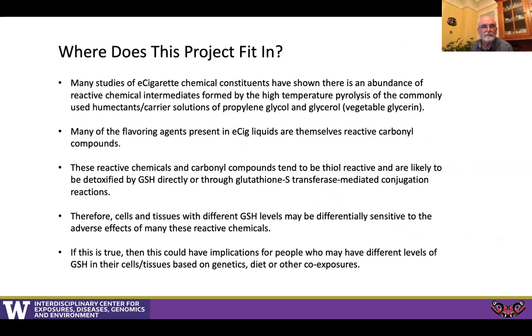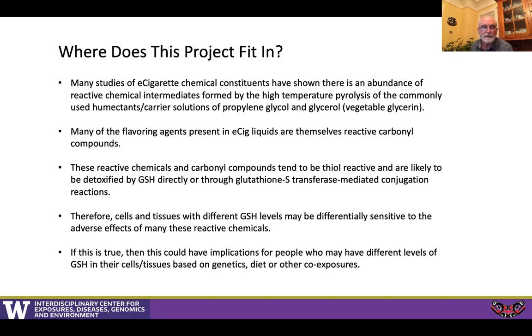And where does this project fit in? Well, many studies of e-cigarette chemical constituents have shown there's an abundance of reactive chemical intermediates formed by the high temperature pyrolysis of the commonly used humectants and carrier solutions of propylene glycol and glycerol. Many of the flavoring agents present in e-cig liquids are themselves reactive carbonyl compounds. And these reactive chemicals and carbonyl compounds tend to be thiol reactive and are likely to be detoxified by the thiol glutathione directly or through glutathione transferase mediated conjugation reactions.